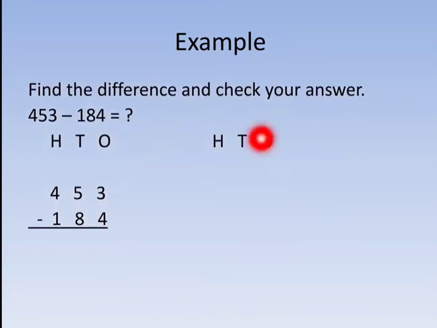Here it is asked to find the difference and check your answer. Here we have to subtract 184 from 453. So let us arrange first in the place values. As we can see, 453 is the bigger number or minuend, so we will write 453 according to its place values first, and then we will write 184 according to its place values because it is the smaller number or subtrahend.